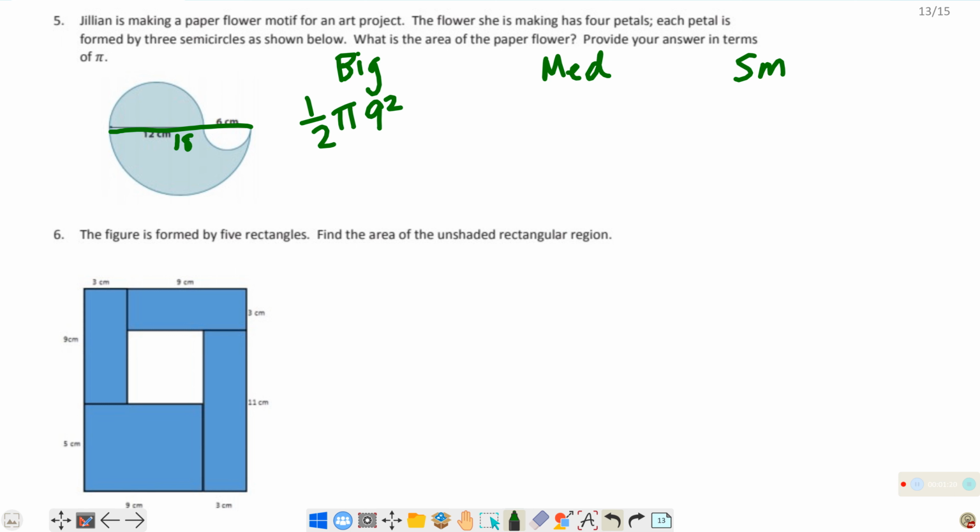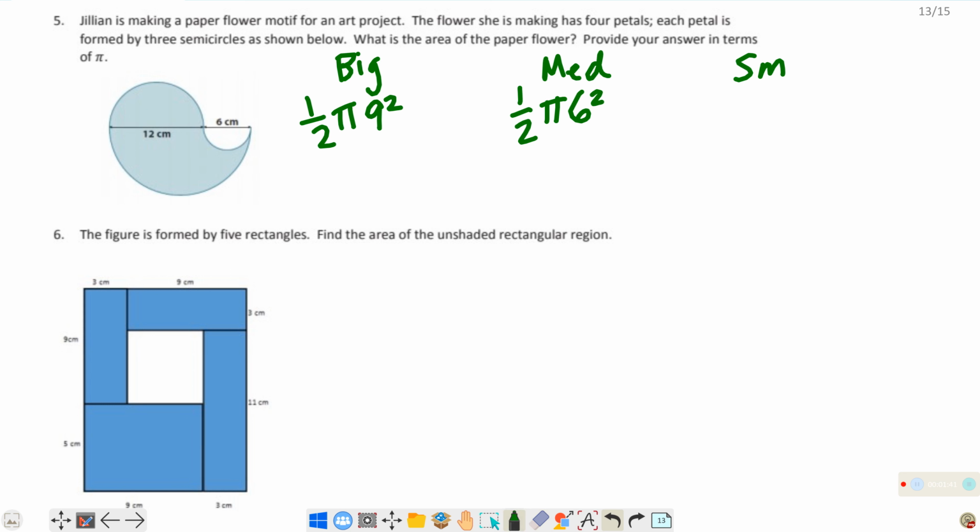For the medium one, the diameter was 12. So its radius is going to be halfway across, and half of 12 is 6. It's also a semicircle, so we need half of a circle, and this one has a radius of 6.